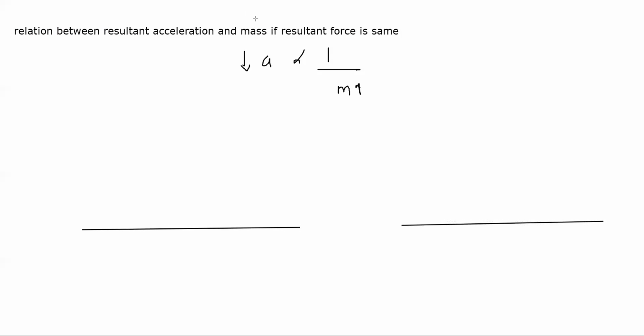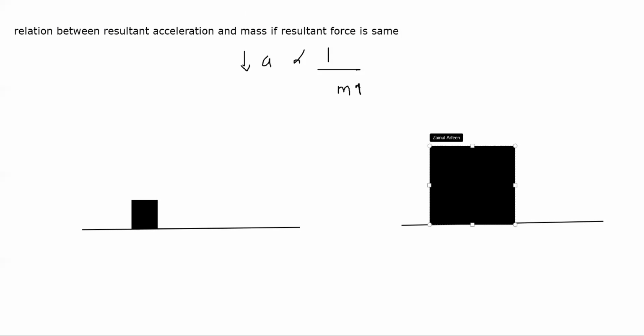So two objects of different masses are placed on the ground. The resultant force which acts on object A is the same as the resultant force acting on object B. Say a resultant force of 10 Newton is on A, and a resultant force of 10 Newton is on B. Mass of A is 2 kilogram and mass of B is 20 kilogram. So which one has a greater acceleration, or which one has a greater change in speed?